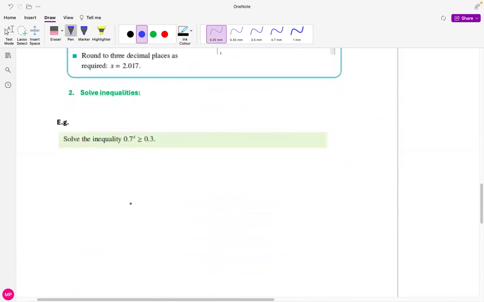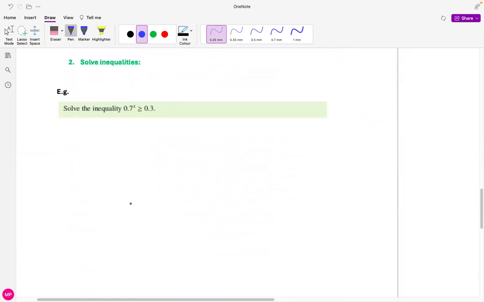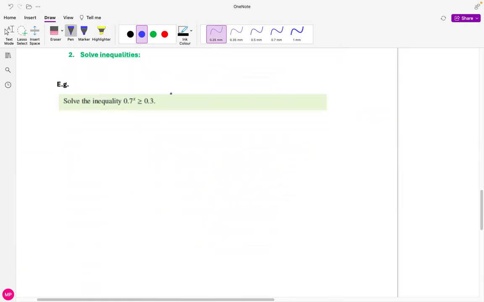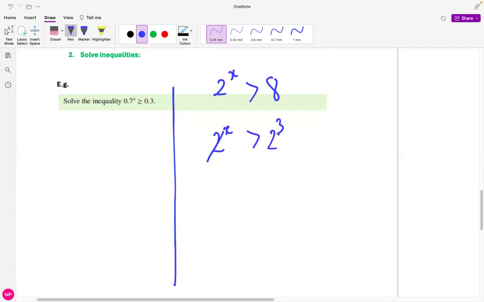All right. Now, the last thing I want to talk about is solving inequality equations. Before I do this example, I want to emphasize a few things. If you have 2 to the power of x bigger than 8, so 2 to the power of something bigger than 8, you would have 8 as 2 to the power of 3. So you would have x is bigger than 3, right?